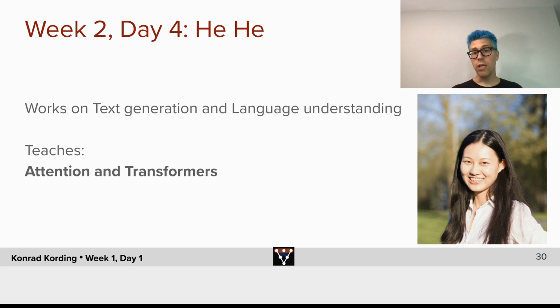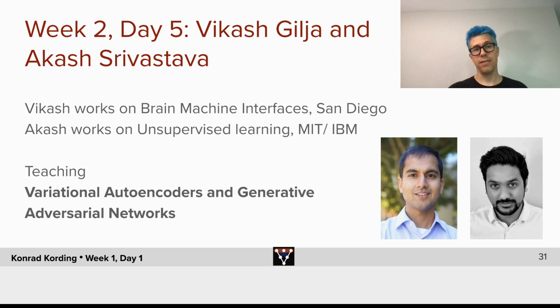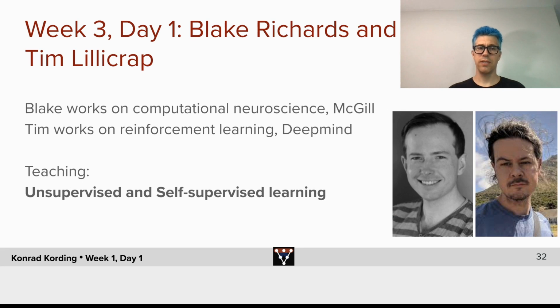She works on text generation and language understanding, among many other things, and she will teach us about attention and transformers. On the last day of the second week, finally, we'll hear from Vikash Gilja and Akash Srivastava. Vikash works on brain-machine interfaces at UC San Diego, and Akash works on unsupervised learning at MIT and IBM. And they will teach us about variational autoencoders and generative adversarial networks.